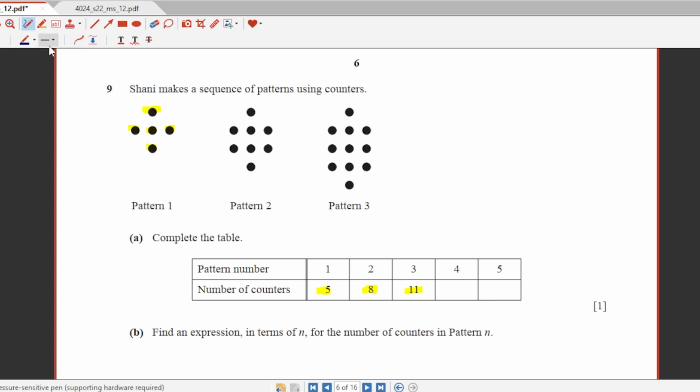We can identify the numbers where the pattern is being followed. First was 5 and the second column is 8. The number of counters in the first pattern is 5 and in the second pattern is 8, meaning 3 is being added, and 8 to 11 is also 3 being added. It means in the next pattern the number of counters should be 3 plus the previous number of counters, that is 14. Then 14 plus 3 is 17. The number of counters in pattern 5 should be 17.